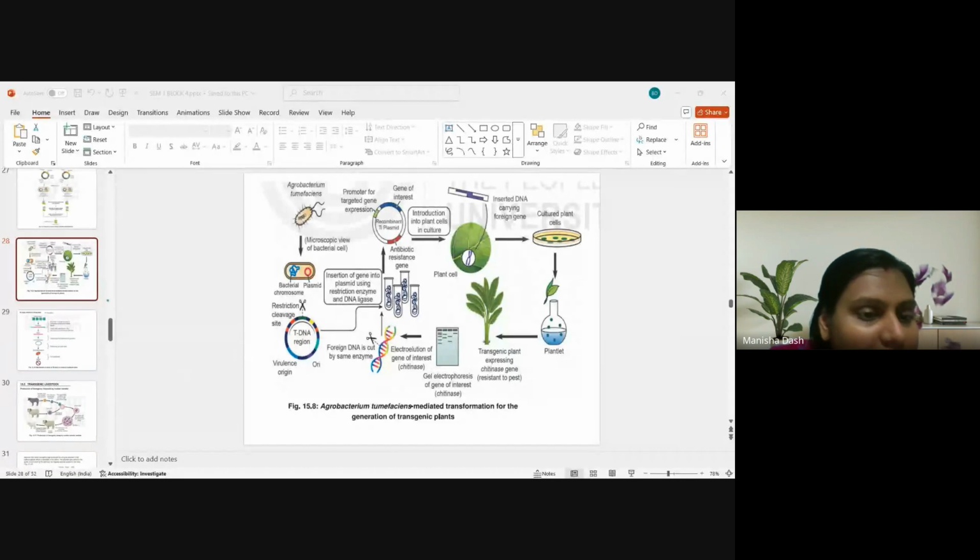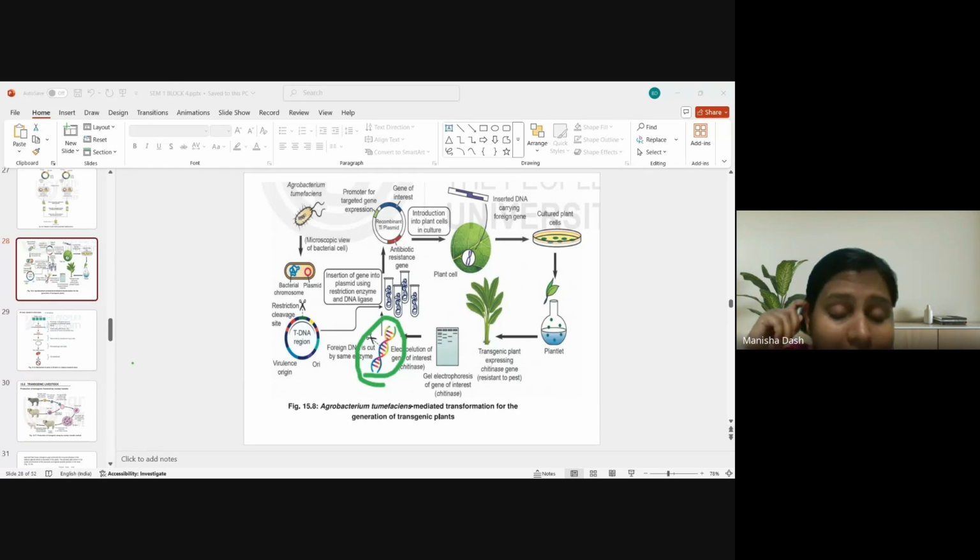Here you can see the microscopic view of the bacterial cell. This is the bacterial chromosome. This is the plasmid. This tDNA has to undergo restriction cleavage so that it can carry the foreign DNA. The foreign DNA is cut with the same enzyme. The tDNA has to be cut with the same restriction enzyme. This is important to remember, because if the enzyme is not the same, the cuts produced will not be the same and the ligation will not happen. Then you can insert the gene into the plasmid using the restriction enzyme and the DNA ligase.